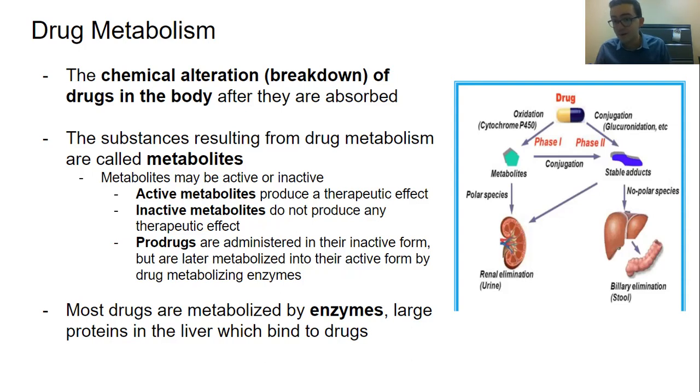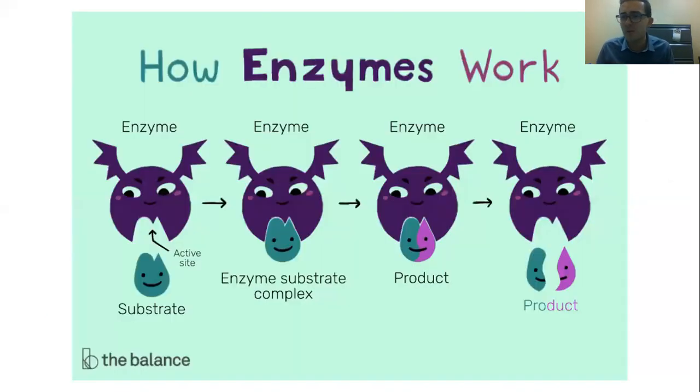And that's why it's a prodrug, because it has to be changed by some bodily process in order for it to work. And what changes it, you may ask? Most drugs, that is, are metabolized by enzymes. So enzymes are the things that would affect those prodrugs, and indeed, any drug during drug metabolism. And enzymes are simply large proteins, usually in the liver, which bind to drugs. Now, what do they do once they bind to drugs?